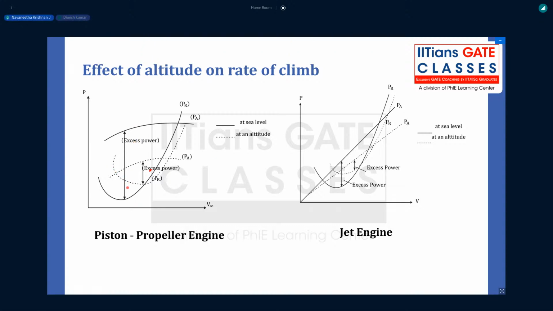In the same way, as altitude increases, power required increases because drag increases. So what happens? Initially, this much excess power was there, but as altitude increases, the excess power got decreased. We know that rate of climb is nothing but excess power divided by weight.